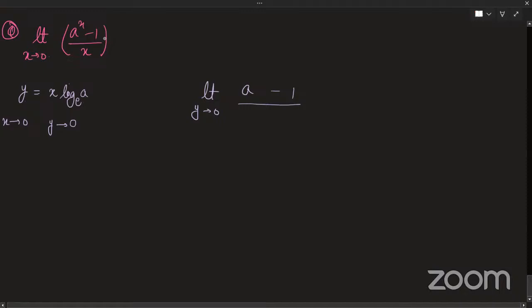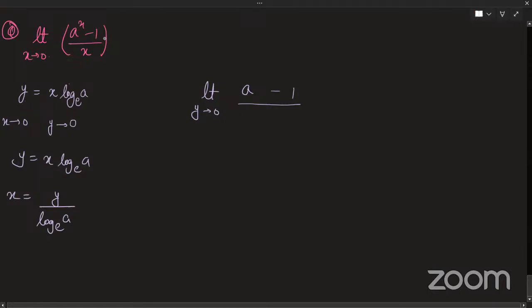And what should I be dividing? If my y is equal to x into log base e of a, how do I write my x? I can write it as y divided by log base e of a, raised to e. Everyone?